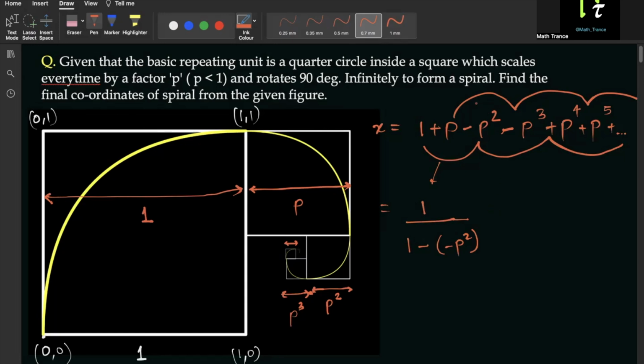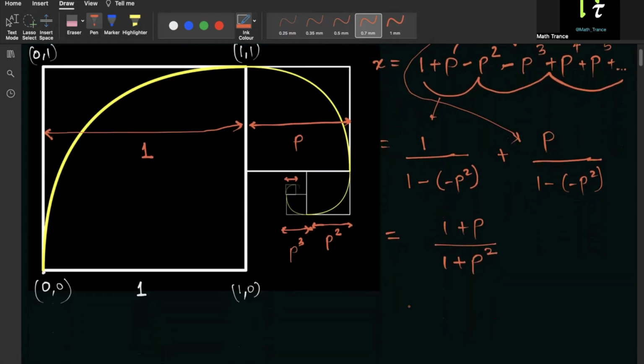And the second one, this will turn out to be first term is p and common ratio is minus p square. This is how we get the sum of infinite GP. So finally you will get 1 plus p on 1 plus p square. This is the x coordinate. Okay.